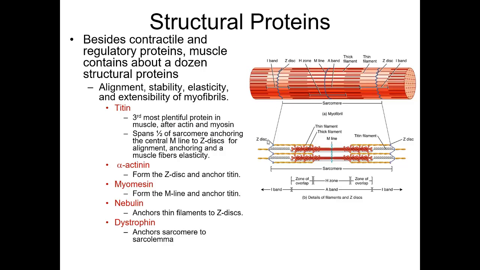So we've seen the two major structural proteins, but there are some other structural proteins that come into the picture as well. The next structural protein is called titin, and it is the third most abundant structural protein after actin and myosin. Now, titin anchors the M line to the Z disc. So here goes, the M line to the Z disc, the spring right here. That spring is attached to the M line via titin. Now, alpha-actinin forms the Z discs and anchors the titin. You have nebulin, which anchors the thin filaments to the Z discs, and you have dystrophin, which anchors the sarcomeres to the sarcolemma itself.